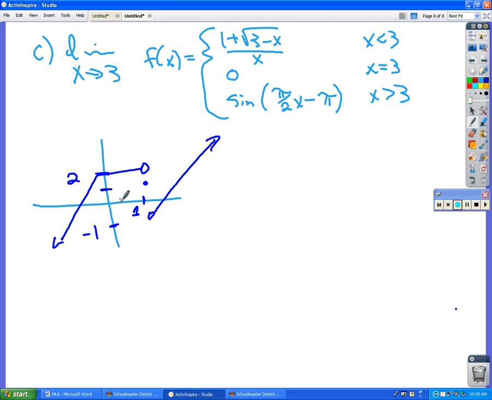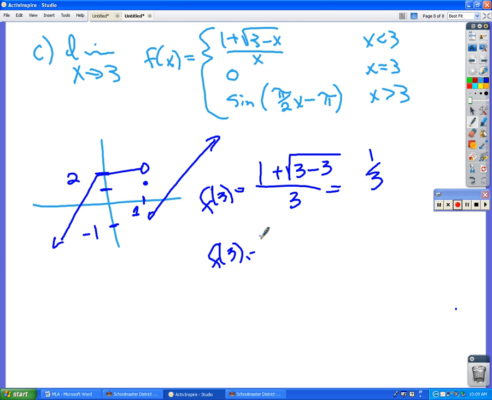Okay, so what this question is really asking is, do these graphs meet at 3? Or does this one end up somewhere different than this? All you have to do to figure this out is put in 3 to this function. So 1 plus the square root of 3 minus 3 over 3 is what? 1/3. So f of 3, if that's it, would be 1/3.